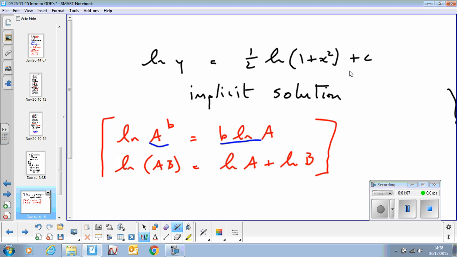But then I've got this c added. So what I do is I let c equal the log of another constant, say k. So I can write it in this form, log of a plus log of k, and then I can combine them. So that is how I'm going to get around it. So I'll write this out below, and you see if you can do it before you look.